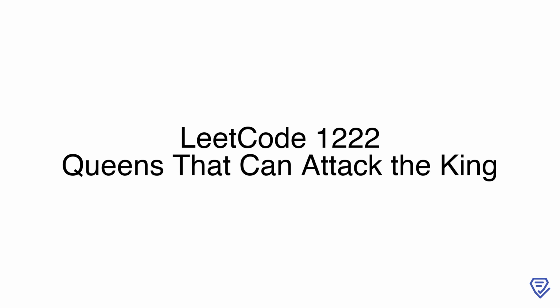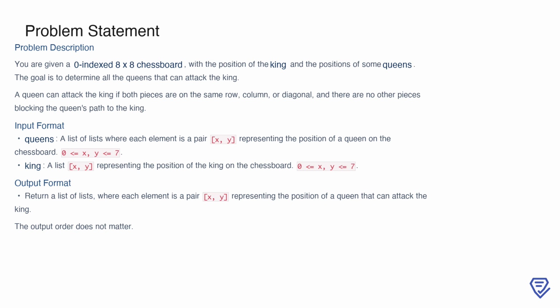Let's get started. In this problem, we are working with an 8x8 chessboard, where both the king and a number of queens are placed at specific positions. The goal is to identify which queens can attack the king. A queen can attack the king if they are on the same row, the same column, or a diagonal, provided there are no other pieces blocking the queen's path.